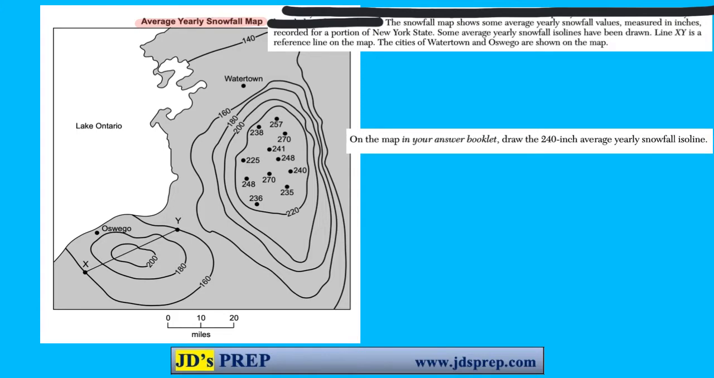It's been noted that some average yearly snowfall isolines have been drawn. And our first question is to draw the 240-inch average yearly snowfall isoline. In order to draw that isoline, we're going to look for the values that are 240. We want our line to go through that point, and to go in between the values on either side of 240. I've drawn it in here, noting that it passes through the data point that's 240, and that this line here represents 220.